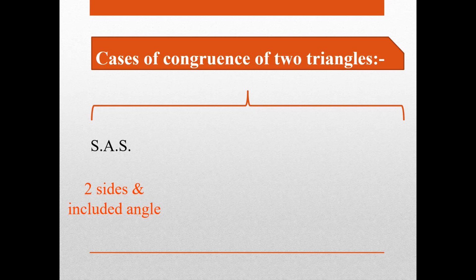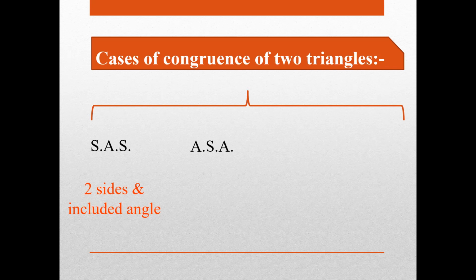Again, it's not important that all the 6 elements in the first triangle are congruent to the corresponding parts in the second triangle. It's different in the triangles. We have cases. If the case is founded, then the two triangles are congruent. First case, side angle side: two sides and included angle.